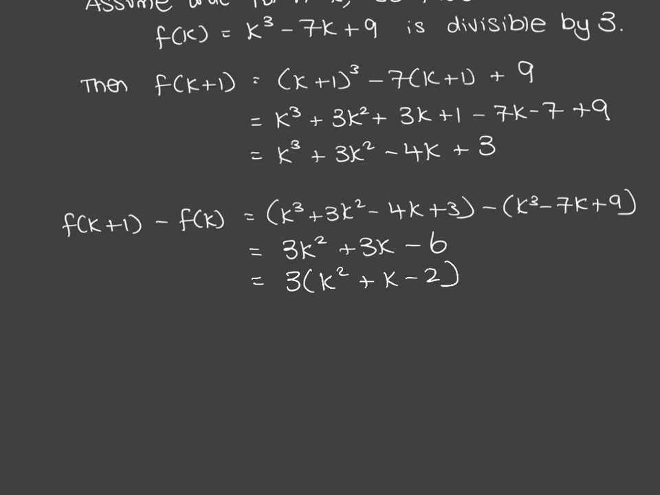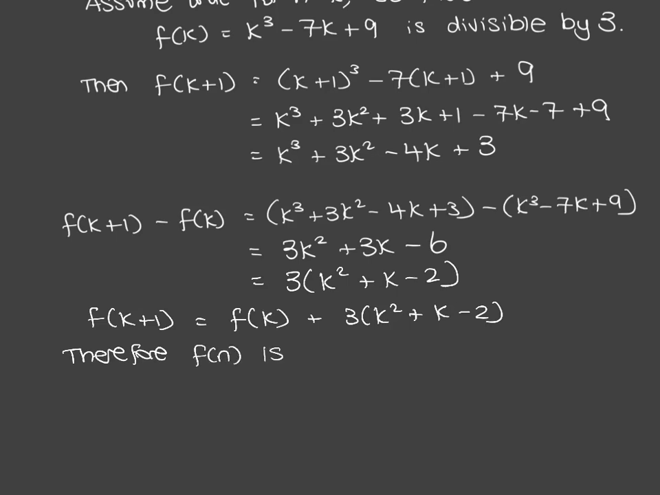So I know that then f of k plus 1 must equal f of k plus 3 times k squared plus k minus 2. So if f of k is divisible by 3, and 3k squared plus k minus 2 is obviously divisible by 3, I can then say, therefore, Fn is divisible by 3 when n equals k plus 1.